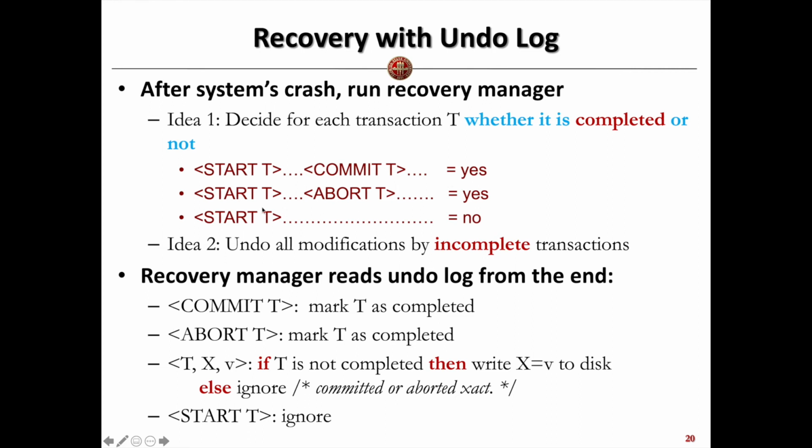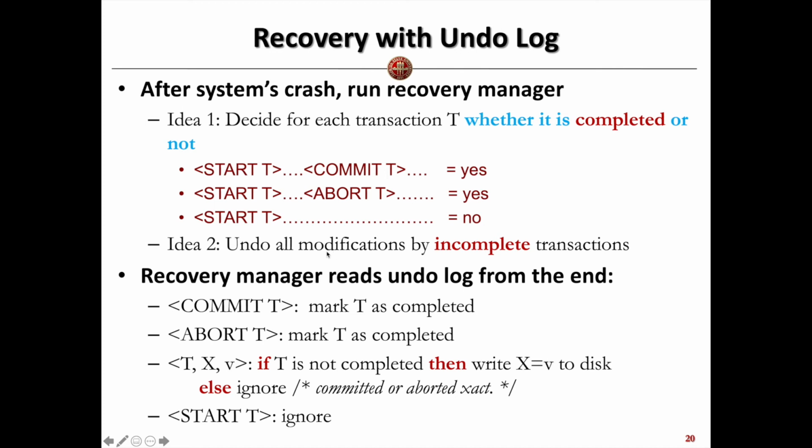Another case is that if we see a pair start T and abort T, it means it is all completed, even though during the runtime we had some problems for this transaction, right? However, it is completed, even though we made some mistakes. And for the remaining transactions, if we only see the start T, we don't see any abort T or commit T after it, it means before we finished this transaction, the system crashed. This transaction T is not completed, right?